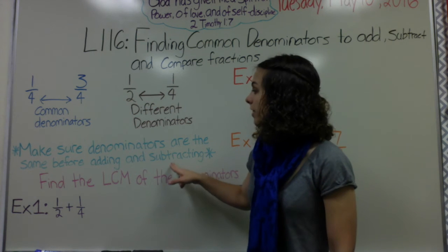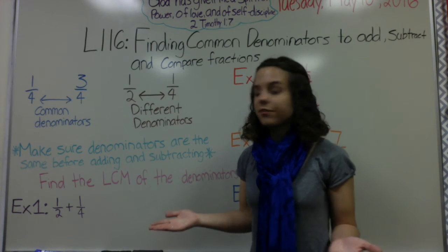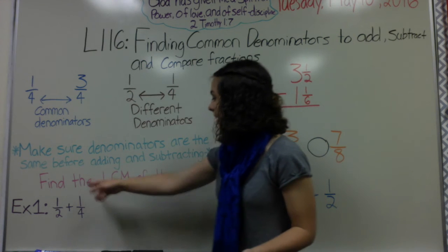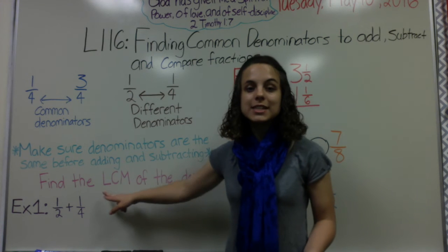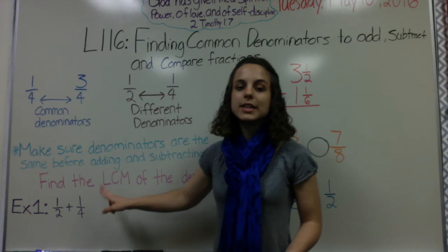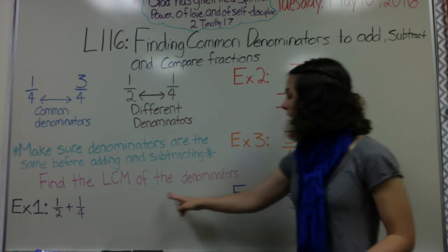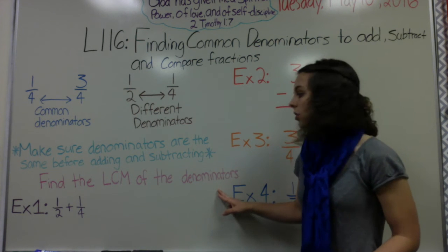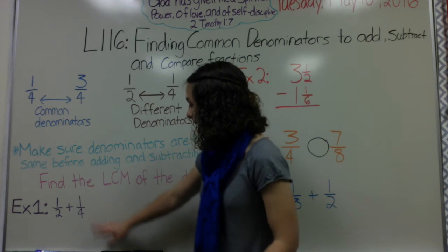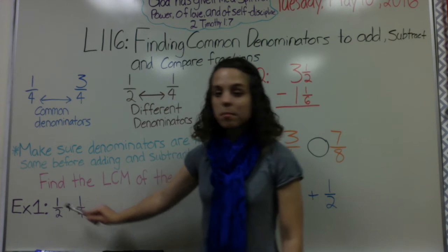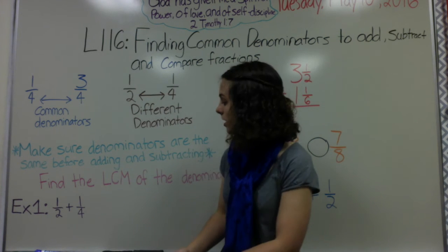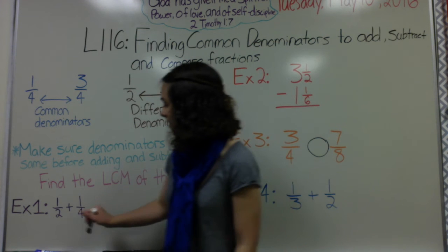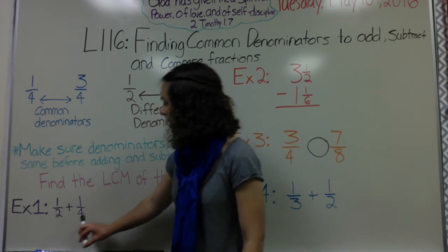So whenever they are not the same, if they are different, what we actually have to do is find the LCM, which we learned is the least common multiple. Find the least common multiple of the denominators. So, for example 1, we have 1/2 plus 1/4. So what we need to do is find the least common multiple of 2 and 4.